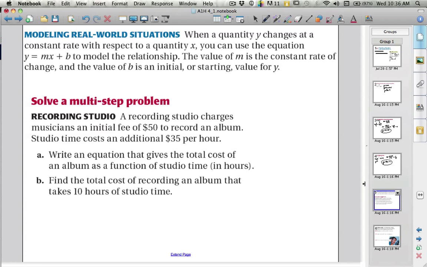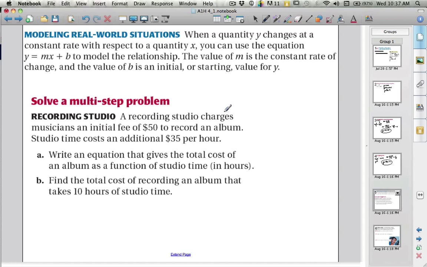Okay, looking at this in a word problem. When a quantity y changes at a constant rate with respect to quantity x, that would be another way of saying when I have a linear relationship between x and y, you can use the equation y is equal to mx plus b to model the relationship. Okay, we got that. The value of m is a constant rate of change, and the value of b is the initial or starting value for y. Right, so again, if we're relating something to time, time 0 would be our y-intercept.